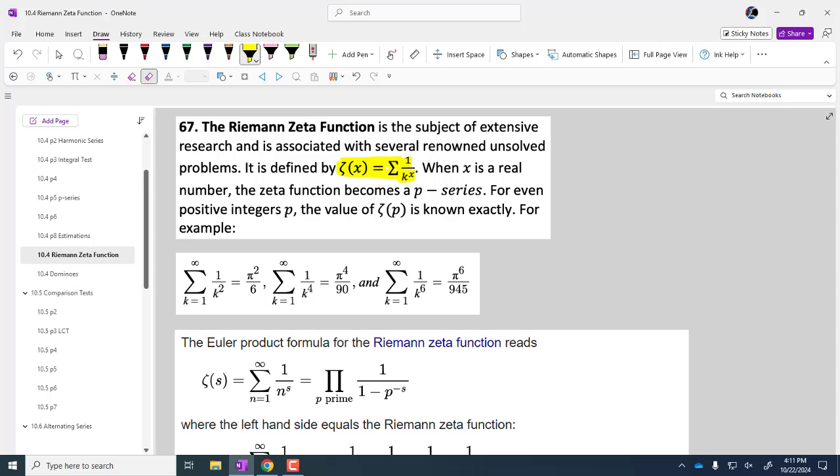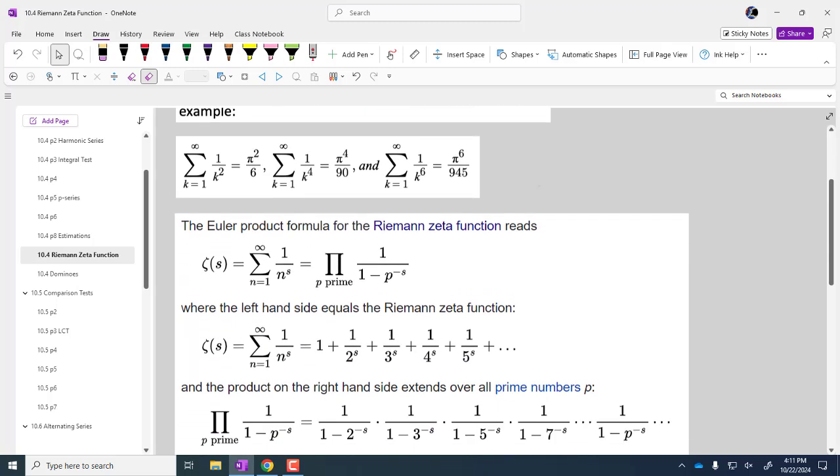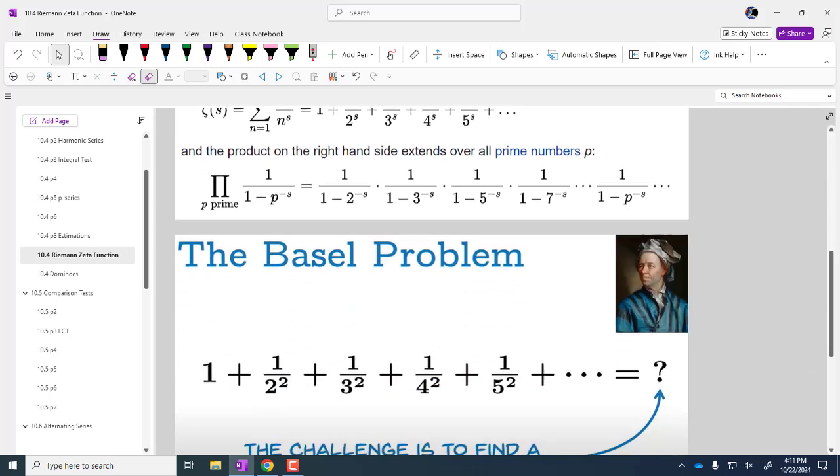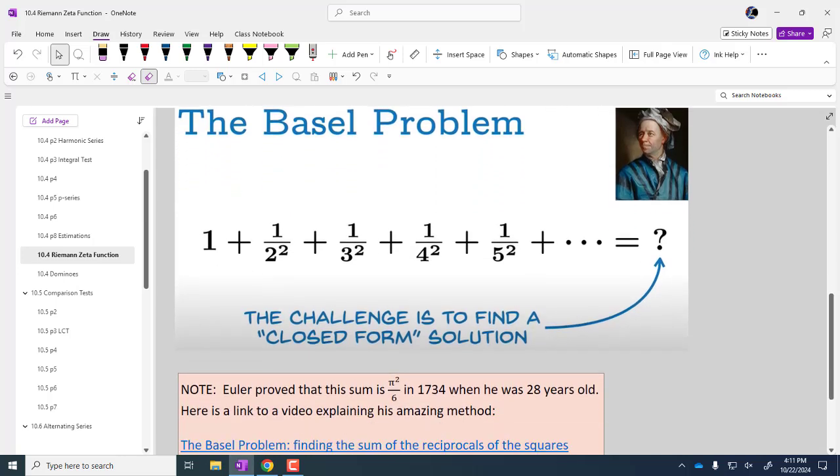So when x is a real number, the zeta function actually is a p-series. When x is real, we're dealing with a p-series. And if p is bigger than 1, you have convergence. Zeta of -2 is 0? This result right here, that the sum of 1 over k squared is pi squared over 6, is an independent result called the Basel problem.